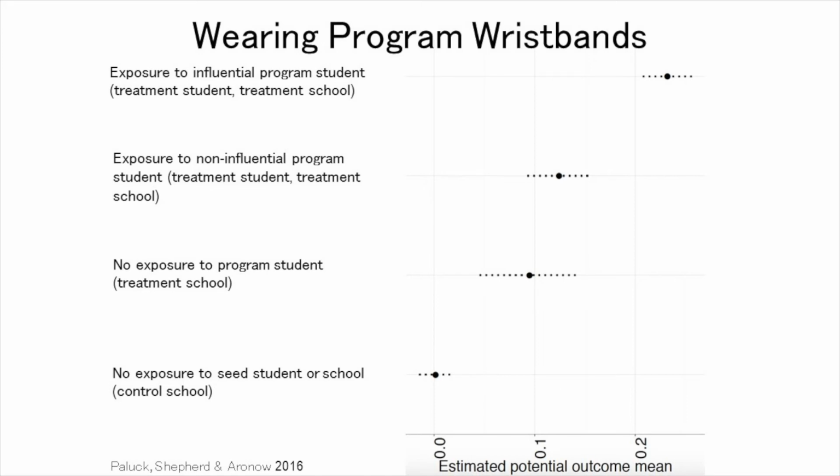And then if you were in a treatment school and you had a relationship with a student who was in this group, but the student was not one of these influential students, what are your odds of wearing a wristband? It's a little bit higher. And then finally, if you are in a treatment school and you're friends with an influential student who was in the treatment group, then the proportion of students wearing a wristband is even higher. So you can see, using these patterns of relationships, how things spread specifically.